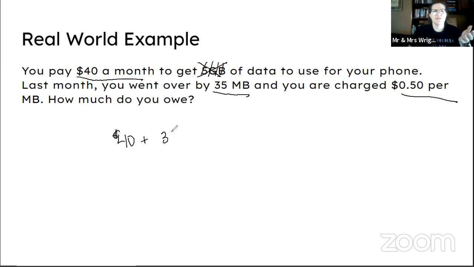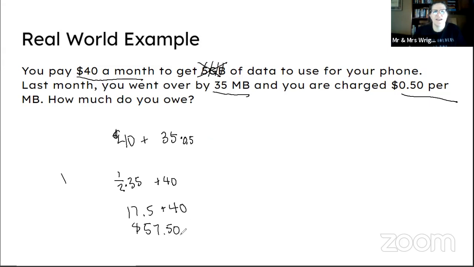So plus 35 times 0.5, or 1/2. So another way to write this would be 1/2 of 35 plus 40. Okay, so half of 35, 15, 17 and a half. So we've got 17.5 plus 40. 4 and 1 is 5, so that's 57.5. So $57.50 is how much this person owes for their cell phone bill that month.